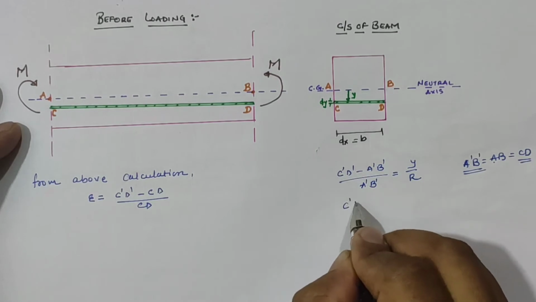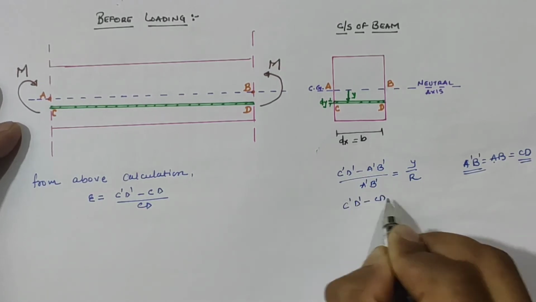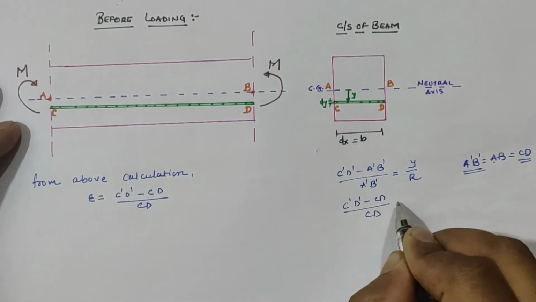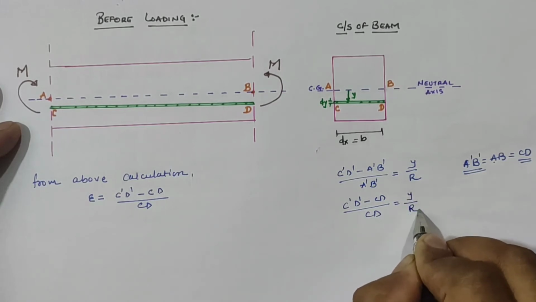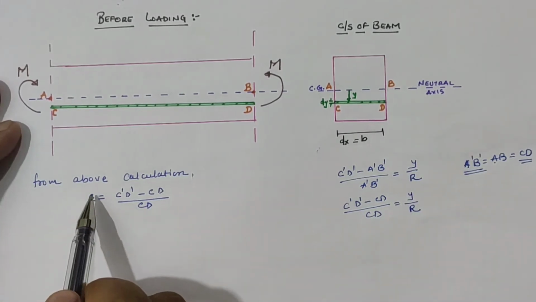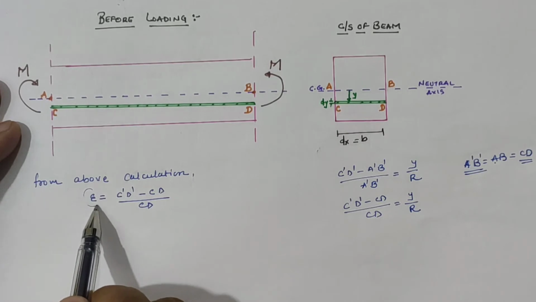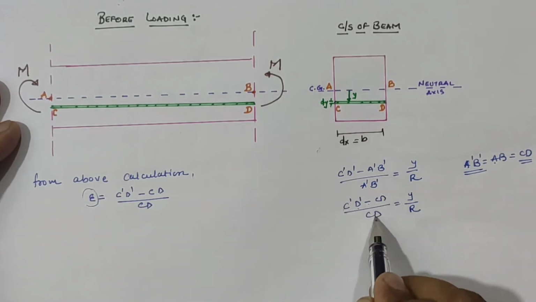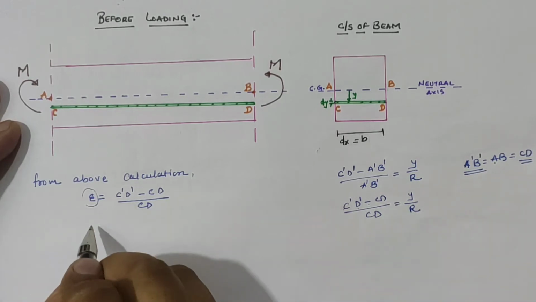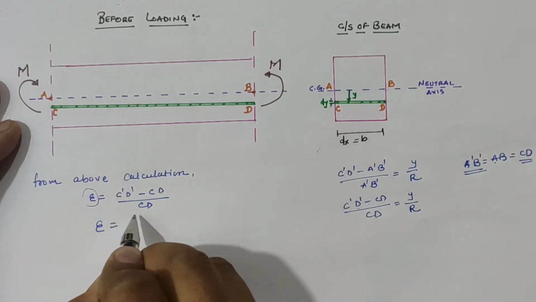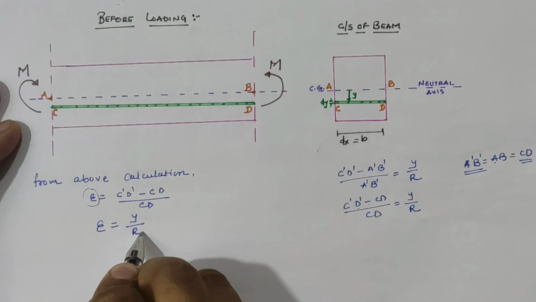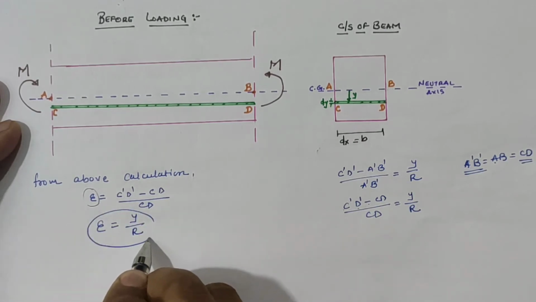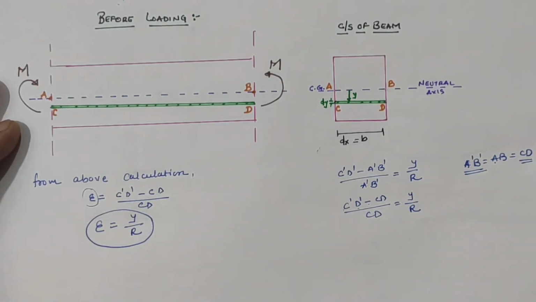We have c dash d dash minus CD divided by CD as y by R, and from the strain equation we have strain value as c dash d dash minus CD by CD, hence the value for strain can be written as y by R. So let us assume this equation as equation 1.